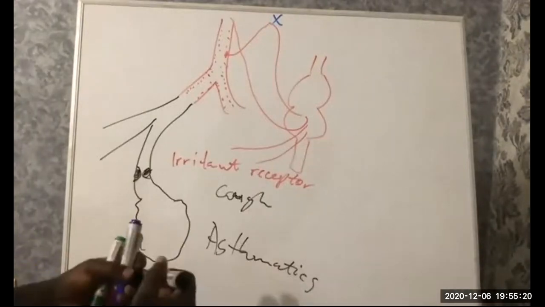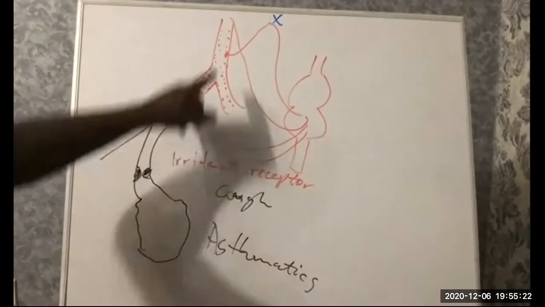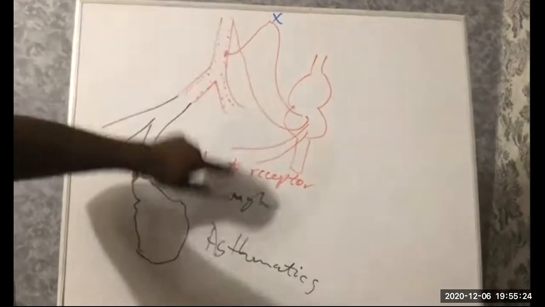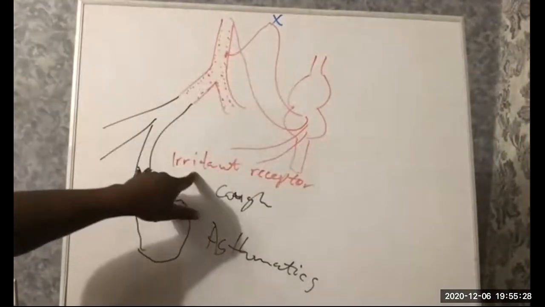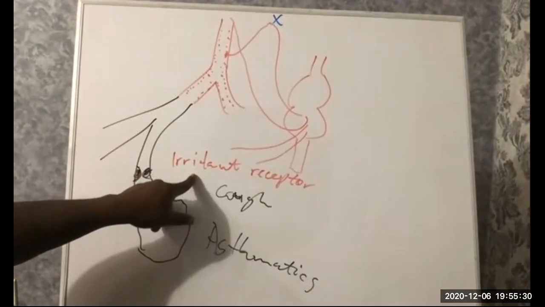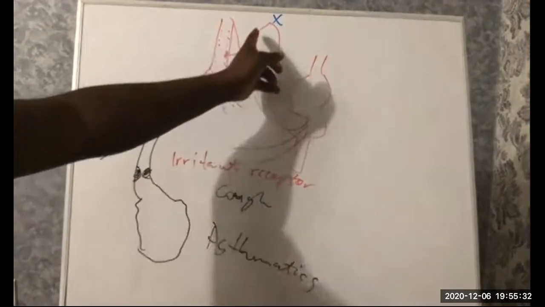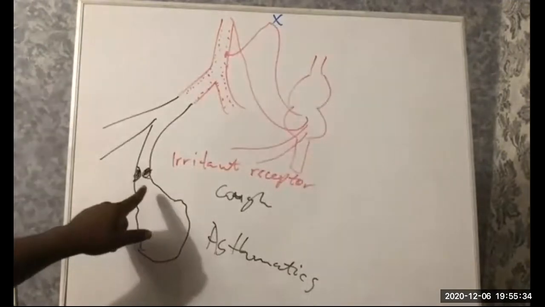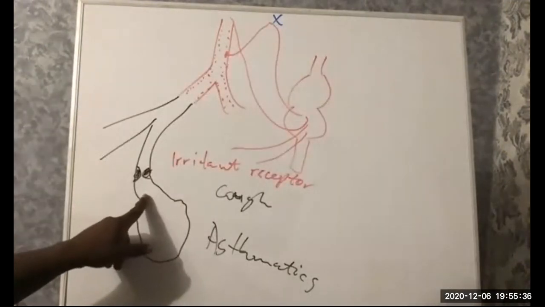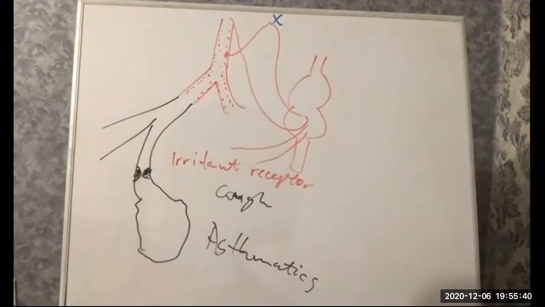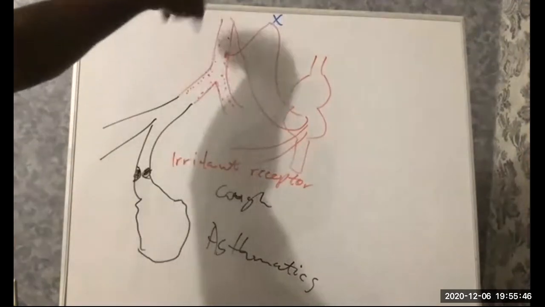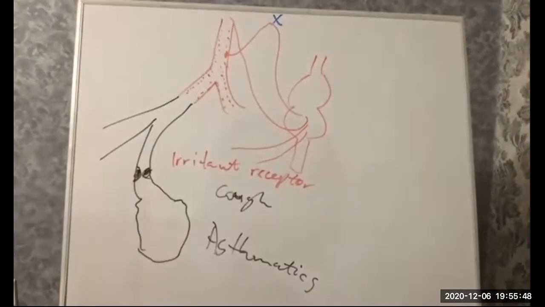So these same irritant receptors are stimulated during extreme cold weather. And once they are stimulated, they also stimulate the vagus so much that bronchoconstriction can occur. That explains why asthmatics can get attacked during extreme cold weather, and when they are exercising too. When the trachea becomes dry, they are stimulated as well.